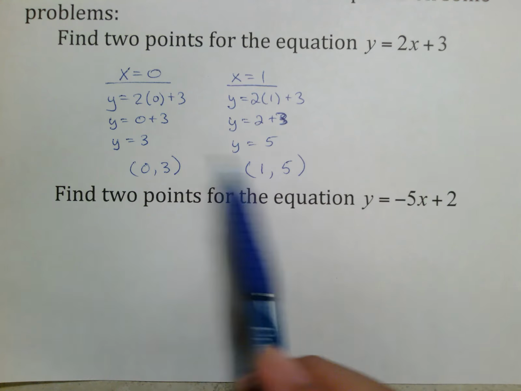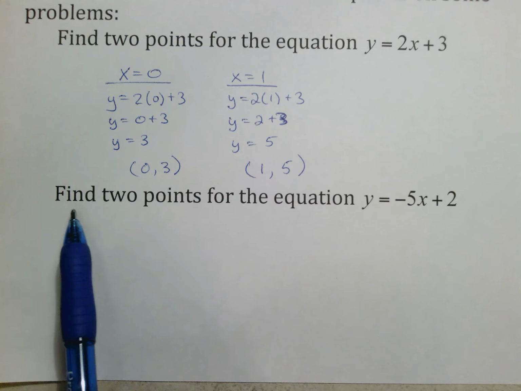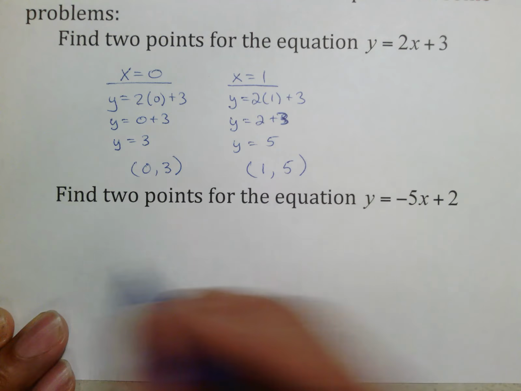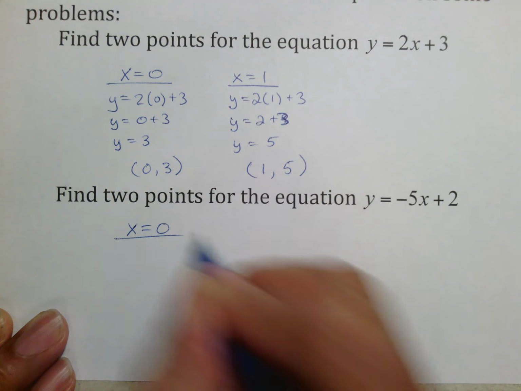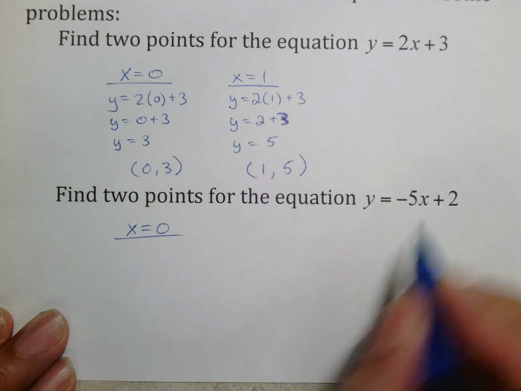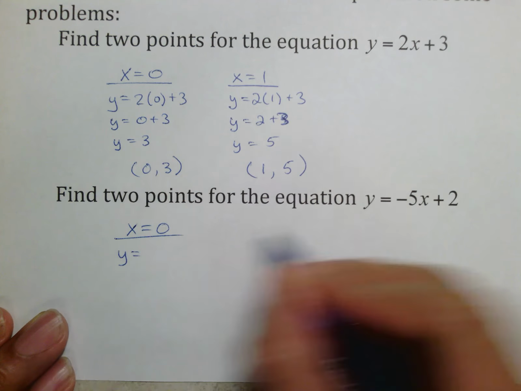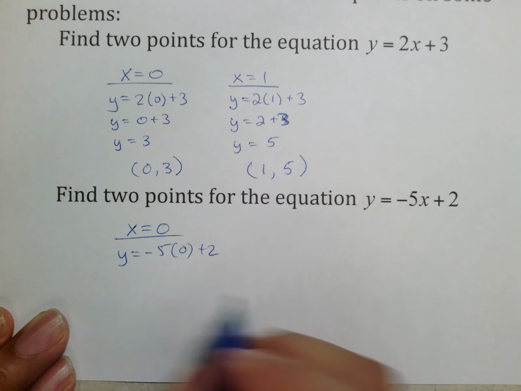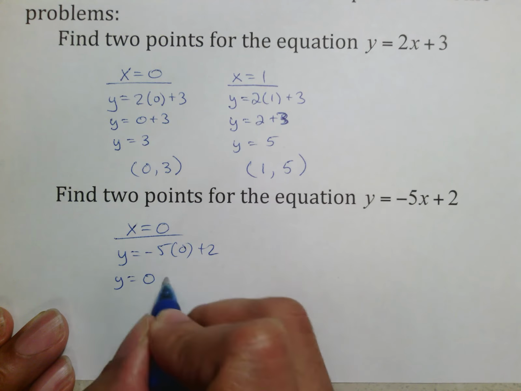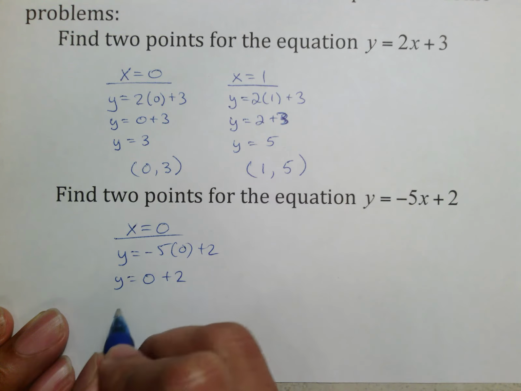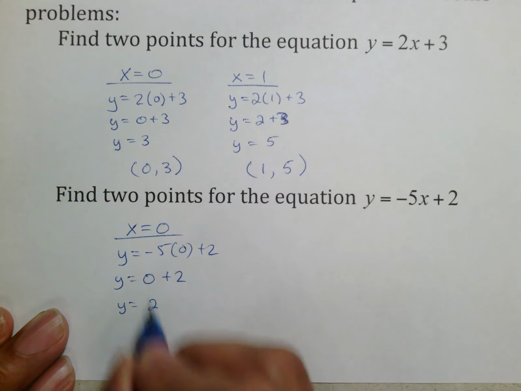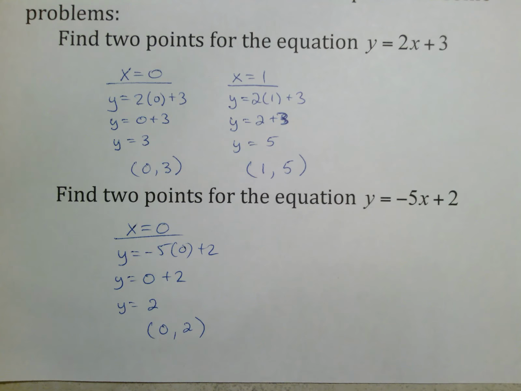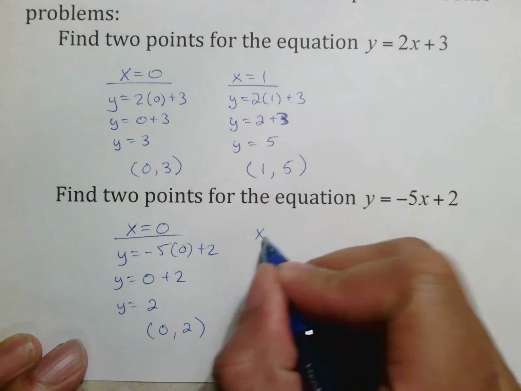So again, 0, 3 and 1, 5 were the 2 points for that. So you're also going to see a question that says find 2 points for the equation y equals negative 5x plus 2. So again, the best point to choose is x equals 0. And so we'll write everything down except for the x, which will turn into 0. So y equals negative 5 times 0 plus 2. Then y equals 0 plus 2, and 0 plus 2 is, of course, 2, which means my first point is x, y, 0, 2. Not tough.